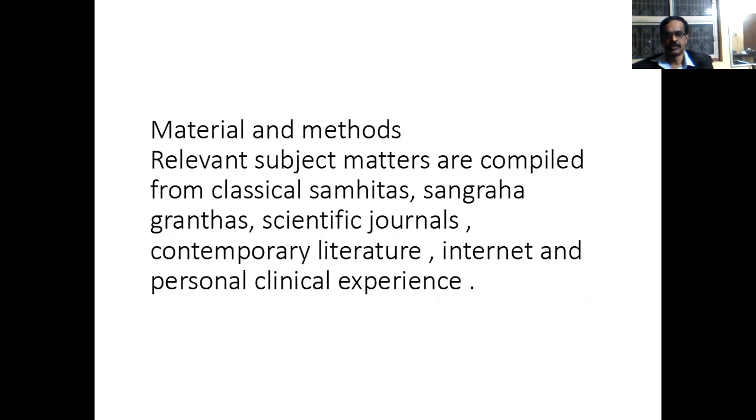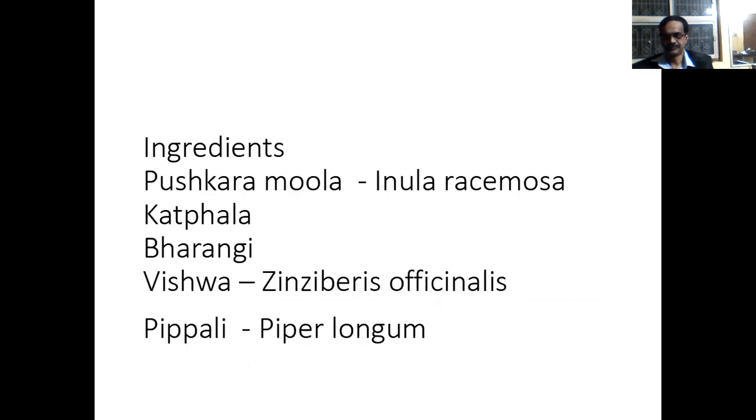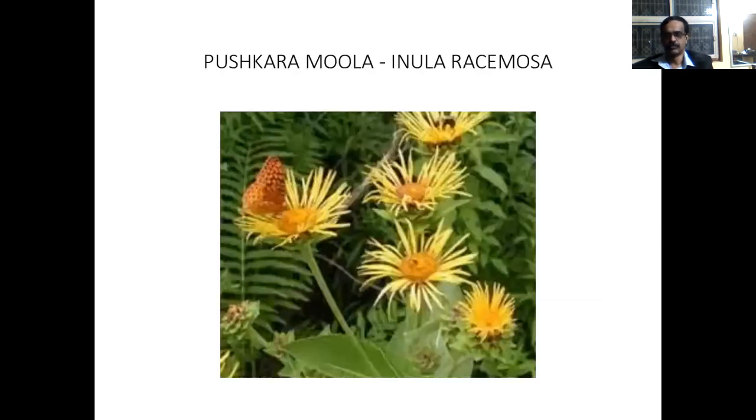The materials and methods: relevant subject matters are compiled from the classical samhitas, Sangraha Granthas, scientific journals, contemporary literature, internet, and personal clinical experience. The agents are Pushkaramula, Inula racemosa, Katphala, Barangi, Clerodendron serratum, Vishwa, Zingiber officinale, and Pippali, Piper longum. So this is the Pushkaramula. The mula is used, which is a bronchodilator, expectorant and mucolytic also.